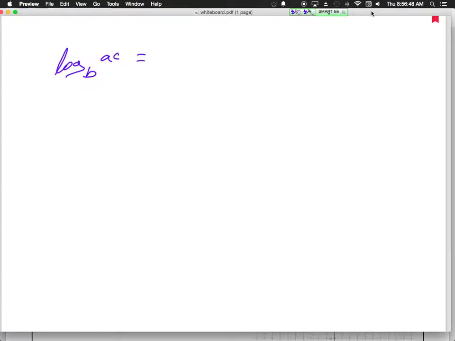So the first property is, if I have two things being multiplied inside of a log, such as A and C right here, they can be separated into two different logs by addition. So this can be separated into log base B of A plus log base B of C. So if you have a log with stuff being multiplied inside of it, you can separate it into two different logs by adding the logs together. That's the first property. It doesn't just go from the left to the right, it can also go from the right to the left. So I can take multiple logs and turn them into one log. So we'll do both today. So there's the first property.